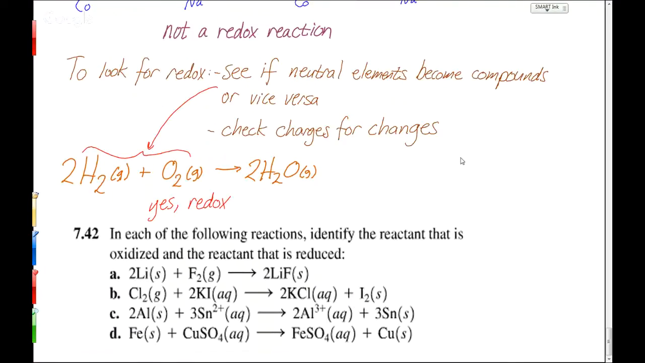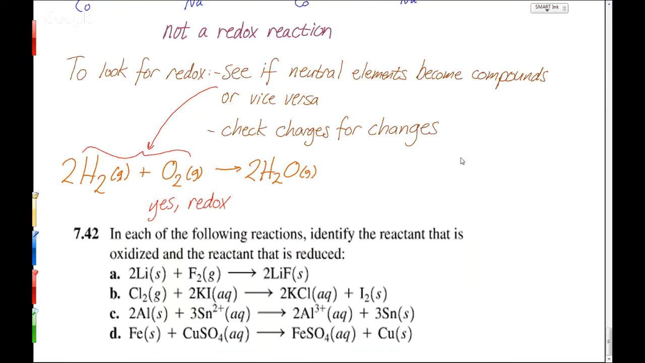All right, so these are all redox reactions. Let's see if we can figure out what is oxidized and what is reduced. So the first one, we've got lithium and fluorine going to lithium fluoride. How can you figure out what's oxidized and what's reduced? What would you look at first? They're gaining or losing electrons. Yeah, we want to know if they're gaining or losing electrons.